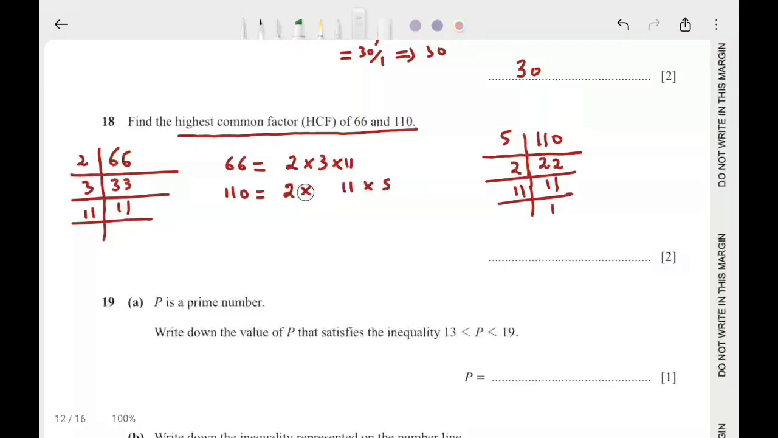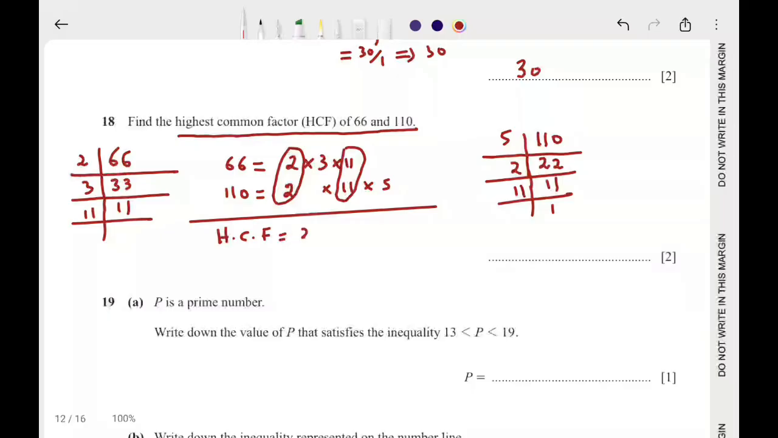So we can write the values, taking like terms under like terms. So take the common factors. 2 and 11 are the common factors, and the highest common factor will be equal to 2 times 11, which will be 22.